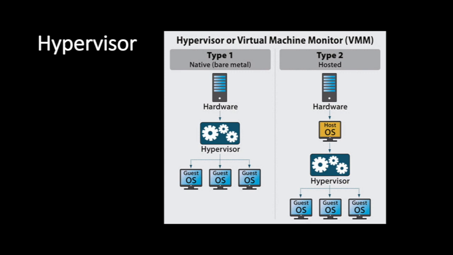That's called Type 2. So what makes Type 2 different from Type 1? Type 2 doesn't run directly on the physical server. There is a host OS between the hypervisor and the physical server. They are a lot less efficient and have higher latency than Type 1. For example, Type 2 includes Oracle VirtualBox and many others.